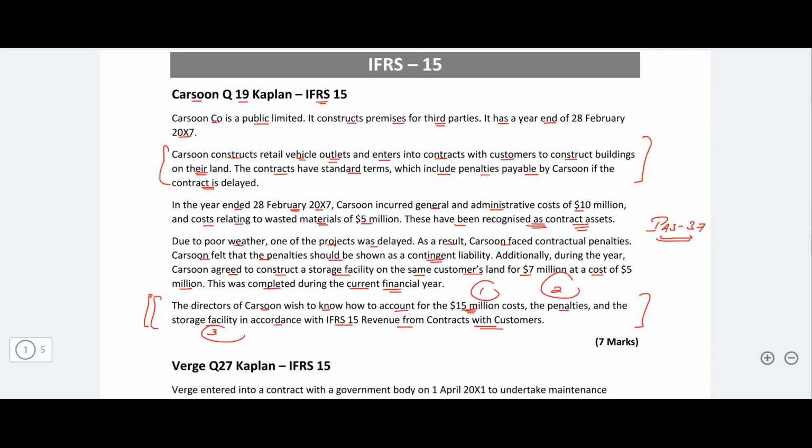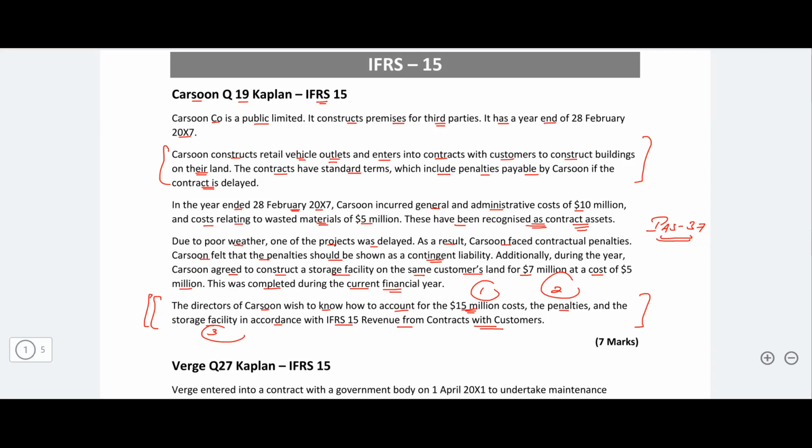So clearly this 15 million, 10 plus 5 million, should be expensed out. They have performed the incorrect treatment. They should do the following journal entry: credit contract asset, debit profit or loss. So this is how you are going to write it.